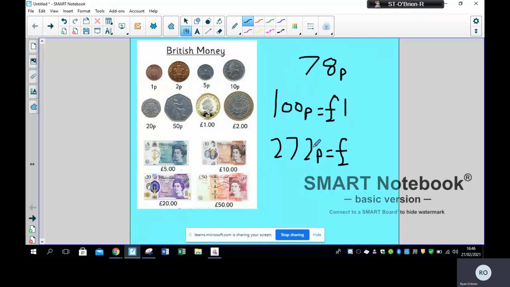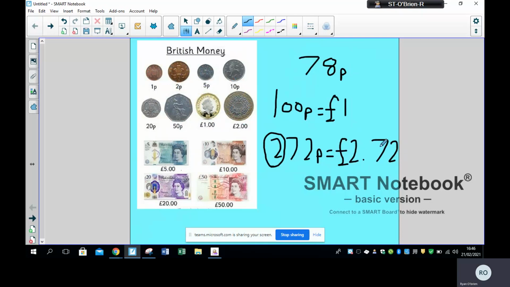And if we've got 272 pence, well, we've got 200 there. If I've got 200 pence, I've actually got £2, and then we put what's called a decimal point there, and then we have our pence, 72 pence. So that's just how money works. And if you've written a pound, you don't need to write the pence as well.